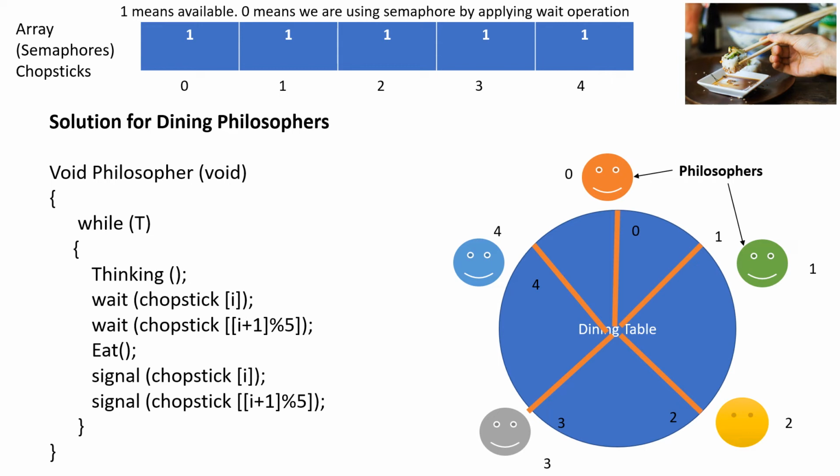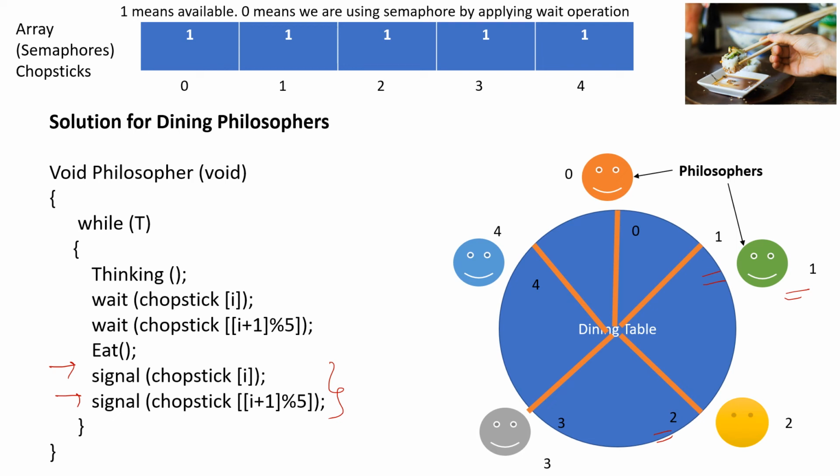In this code, after eat we have used this signal to release the resources. To release means, suppose philosopher 1 is using chopstick numbers 1 and 2, then after eating, philosopher 1 should release the resources, that is the chopsticks. This is the code we have used to release the chopsticks.